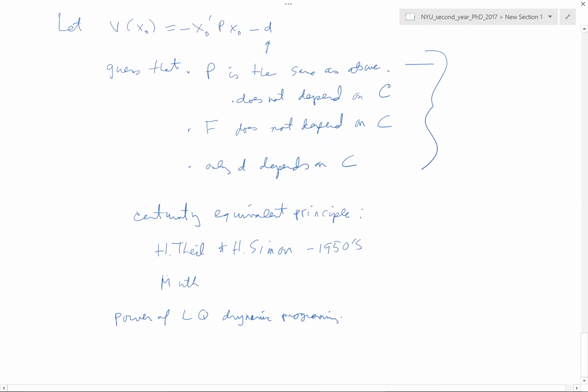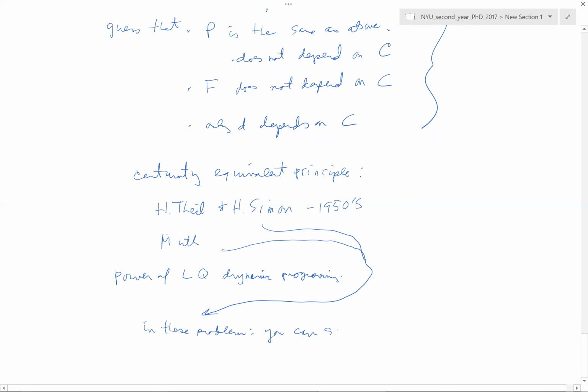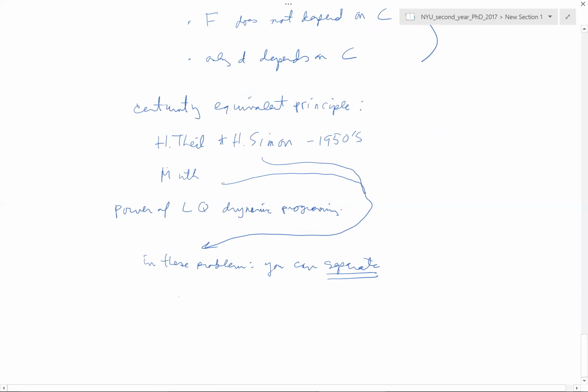Okay, and that essentially, I'll tell you what Simon and Theil made about this, and Lucas and Muth picked up on this, is what this means is in these problems, you can separate optimal decisions, that's the ut's, from optimal prediction. I'm just going to leave that there.